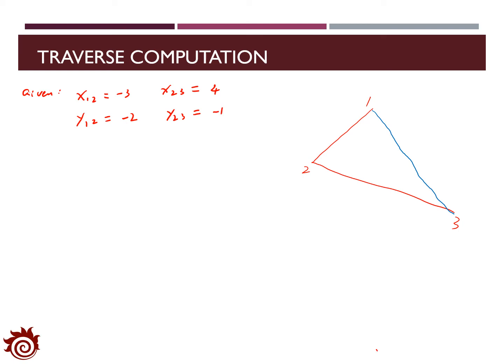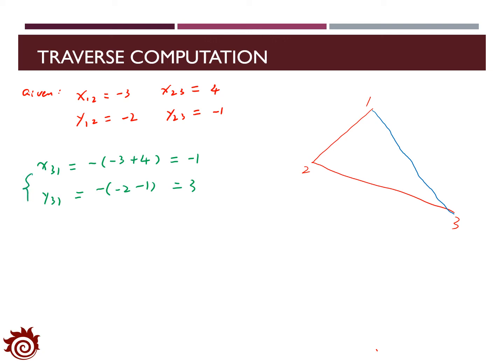With that, we can find out the departure and latitude of the segment 1 to 3. So we have the value as x31 equal to minus the summation of x12 and x2 to 3, minus 3 plus 4, equal to minus 1. Also, we have y31 as minus minus 2 minus 1, that is 3.